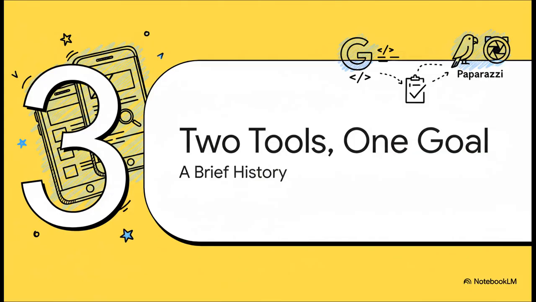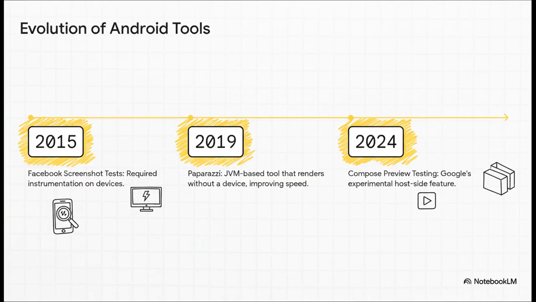Now let's get to the tools themselves. We've got two main options we're looking at today, but it helps to understand a little bit of the history to see how we got here. You know, the early tools, like the one from Facebook, were what we call instrumentation tests. That meant they had to run on an actual device or an emulator, which, frankly, was slow and often unreliable. The really big leap forward came in 2019 with Paparazzi. It figured out how to render Android UIs directly on the JVM, no emulator needed. This was a game changer. It made the tests way, way faster.